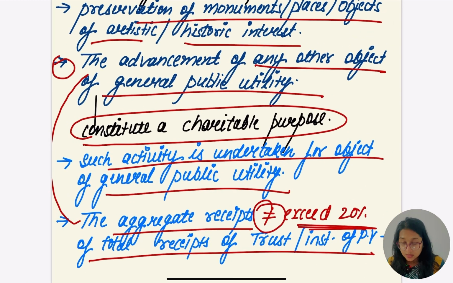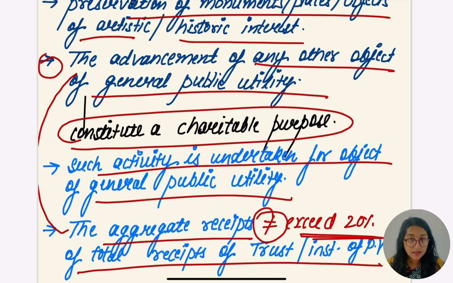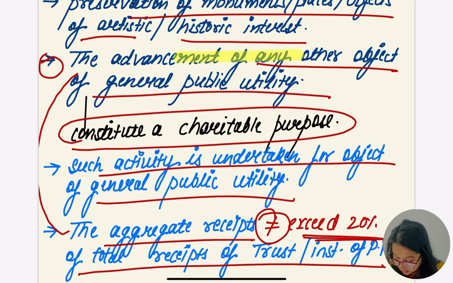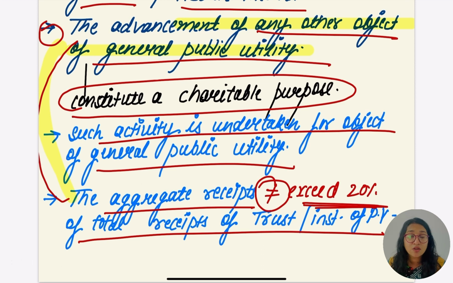Once again, the last point of charitable purpose says the advancement of any other object of what? Of general public utility. First of all, definitely it is going to be done for whom? For the general public, right? And if it is done for the general public, the receipts arising from this point, that is the advancement of general public utility, should not exceed 20% of the total receipts of the trust or institution of the previous year. Then only. If it exceeds, definitely it is not going to be considered a charitable purpose, right?